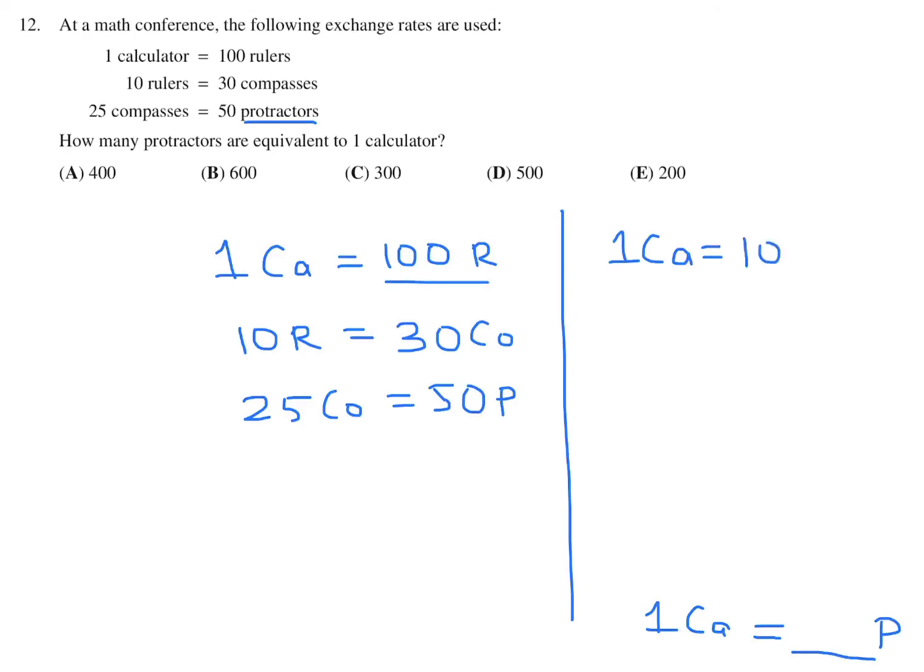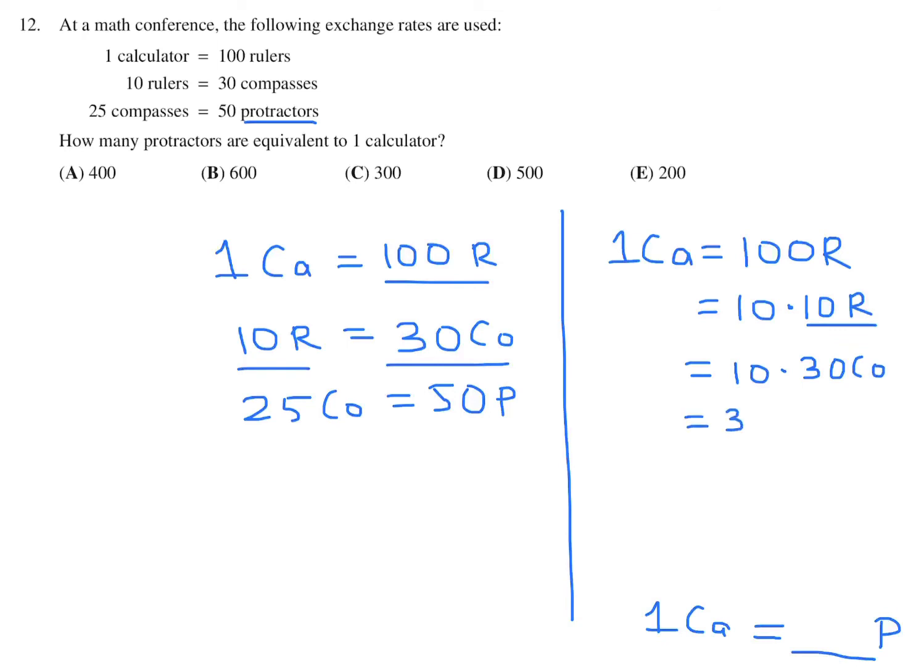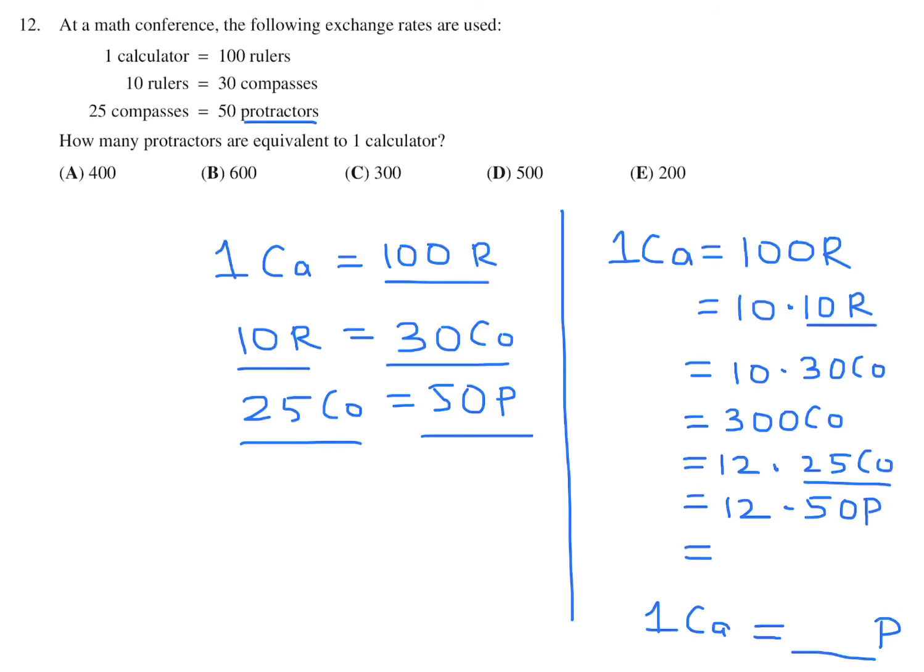So we know that it's 100 rulers according to the question. What I'm going to do is break up the 100 into 10 times 10, because 10R we know is 30 compasses. So plug that in, 30 CO. This becomes 300 CO. And then I want 25, so I can break that up into 12 times 25 CO. And if I do that, this 25 CO, I can put 50P. And there you go. 12 times 50 is 600. So 600P. So 1 calculator is 600 protractors. Therefore, number 12, the answer would be B.